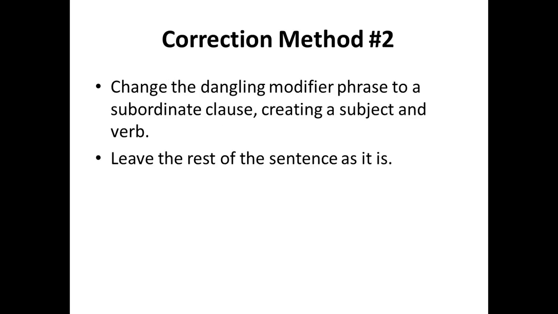Now we'll see correction method 2. Another method of fixing a dangling modifier is to include the subject in the introductory phrase, leaving the main clause as it is. So change the dangling modifier phrase to a subordinate clause, creating a subject and a verb. Leave the rest of the sentence as it is.